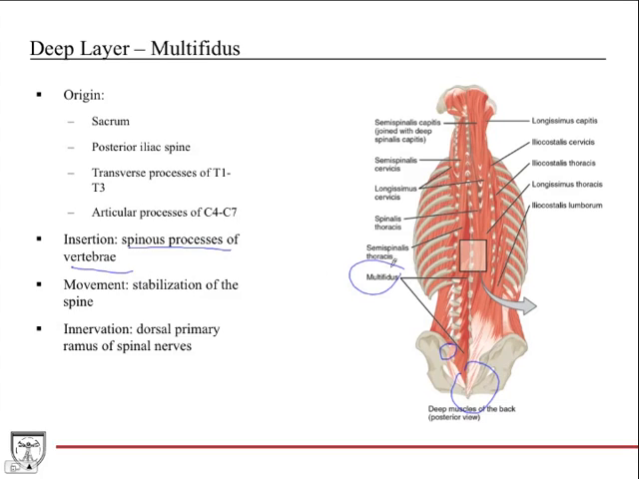And so here it is marked in this diagram. And you can see here it's at its origin, and then it's running up here, attaching to these little knobs here, the spinous processes sticking out. Now, the major function of this muscle is just stabilization of the spine, and then the innervation, again, is dorsal primary ramus of spinal nerves.